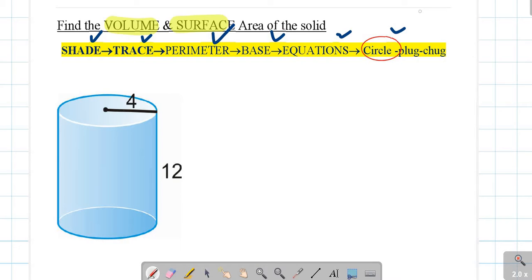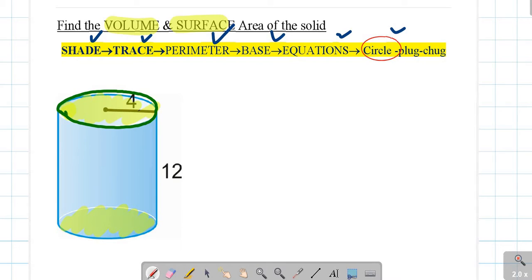I promise you. One more time. Shade, trace, perimeter, base, equations, circle, plug, chug. I'm going to walk you through these steps. Ready? Step 1. Simply shade your bases. Get your brain to identify what your bases are. Lightly shade your bases.